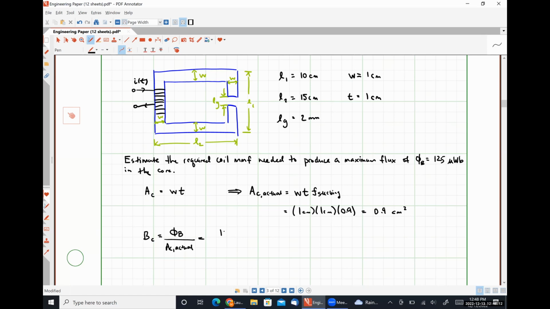So that's going to be 125 microwebers divided by 0.9 centimeters squared. And this will come out to be 1.389 Tesla. So now what we have to do is figure out which value of H corresponds to that value of B. Casey. Right there. Yep, in the problem statement.